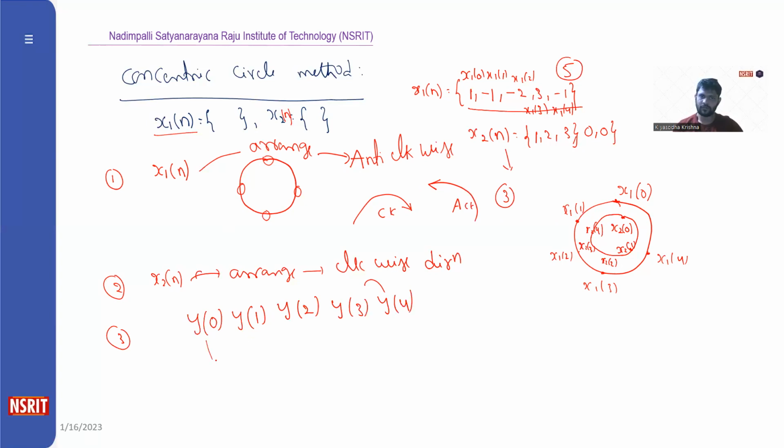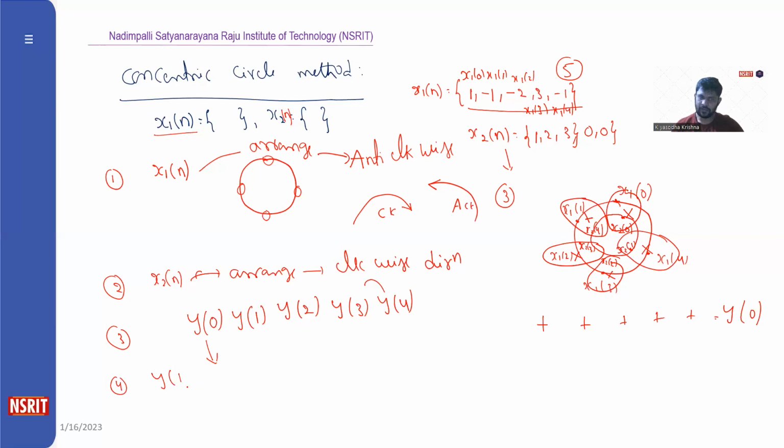For y of 0, first arrangement what we done? You just multiply these two. All respective places, we just multiply product of all these two. And then sum all the values. So you will get the y of 0. And then calculate the y of 1.